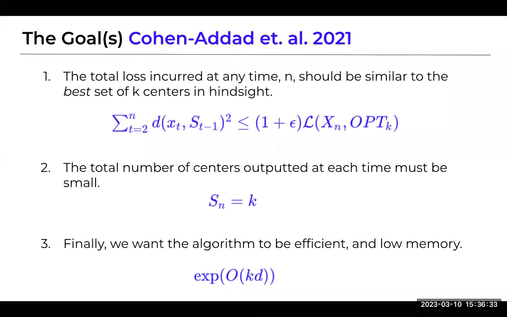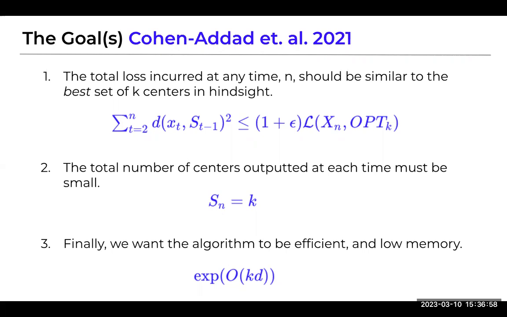So the first one says that their loss, so you notice here the loss is the distance from each point xt to the set of cluster centers at the previous time step. That comes because your loss is assigned before you adjust your centers. And they showed that you can get arbitrarily close to the optimal loss. The number of centers they output is exactly k, but their algorithm was exponential in time and space.